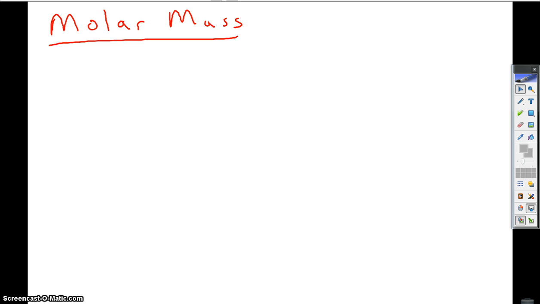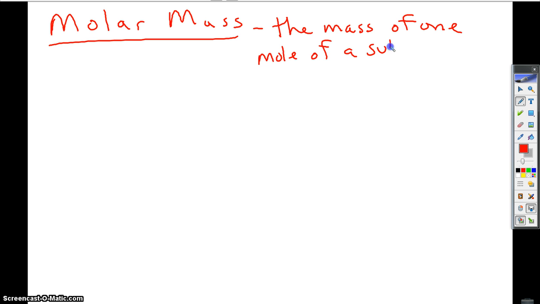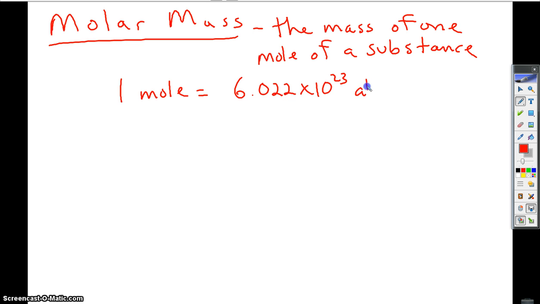So for the molar mass, we've got to remember it's just the mass of 1 mole of a substance. And if you remember from last year, 1 mole is equal to 6.022 times 10 to the 23rd atoms or molecules, depending if you have elements or compounds.